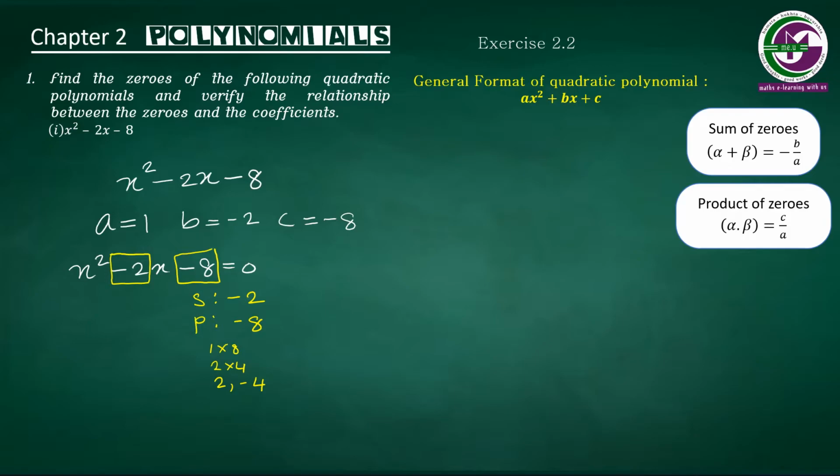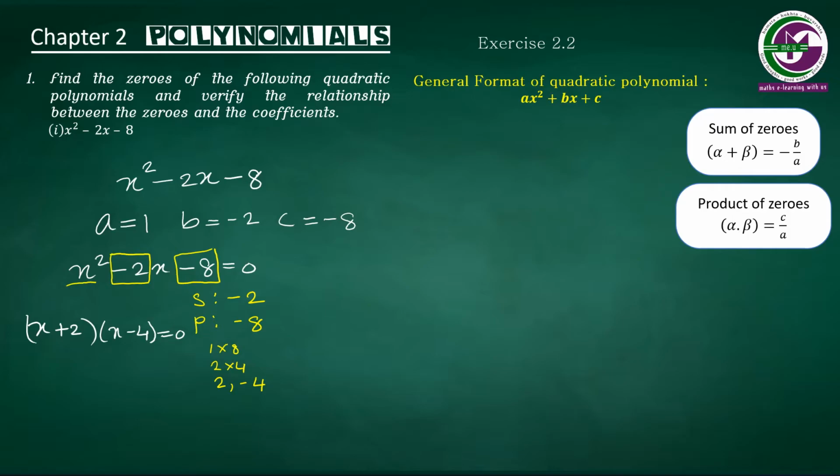Since the coefficient of x square is 1, that is when the value of a is equal to 1, you can directly factorize. You can write this as x plus 2 multiplied by x minus 4 equal to 0. So plus 2 and minus 4 are the numbers we got.